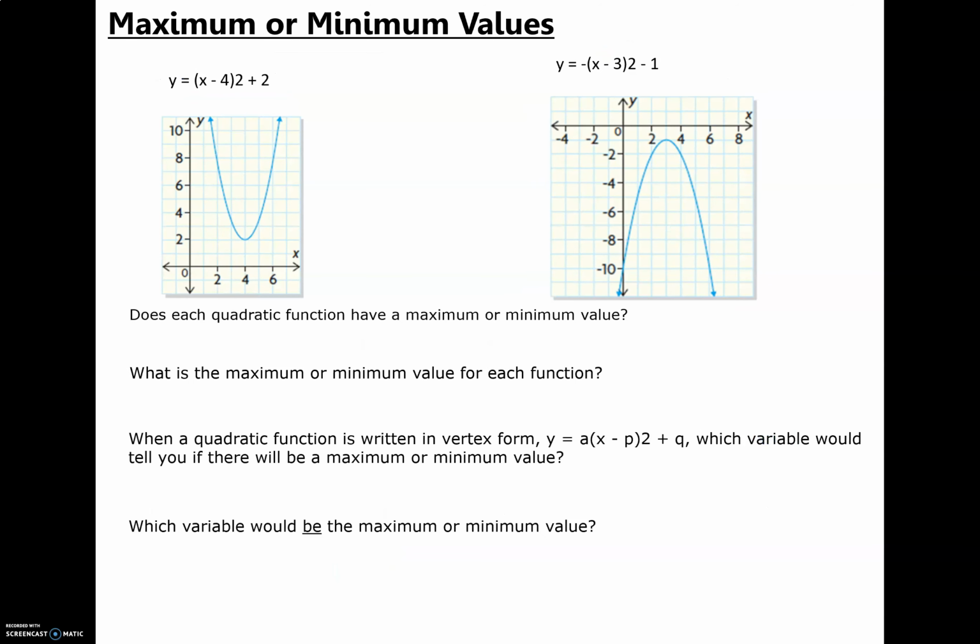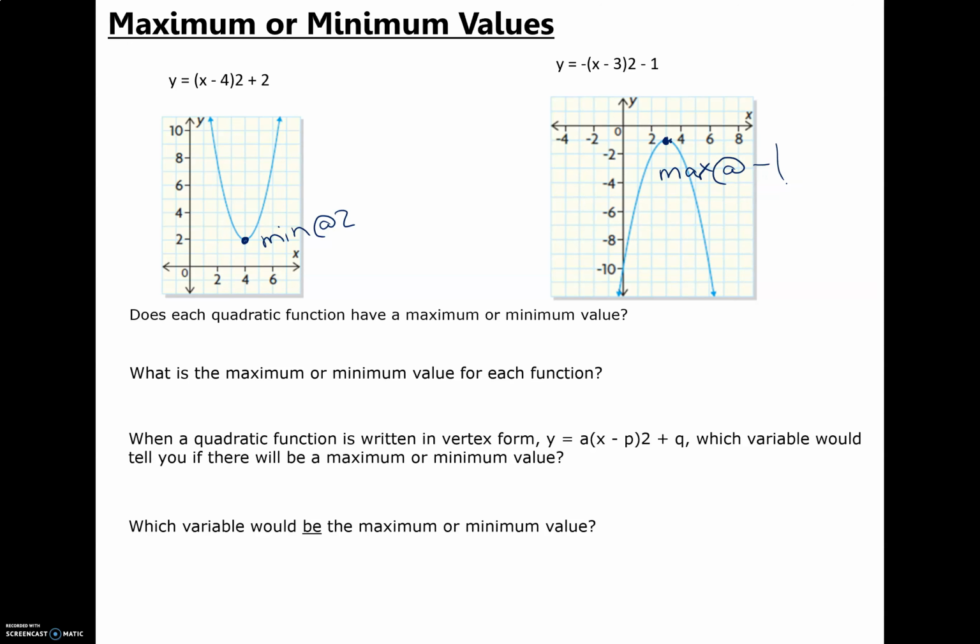Let's look at our max or our min values. Does each quadratic function have a maximum or a minimum value? So this one here, that's a min. It's the lowest part. And this one here is a max. It's the highest part. What is the maximum value for each? Here, that min value is happening at 2. And the example on the right, that max value is happening at -1.